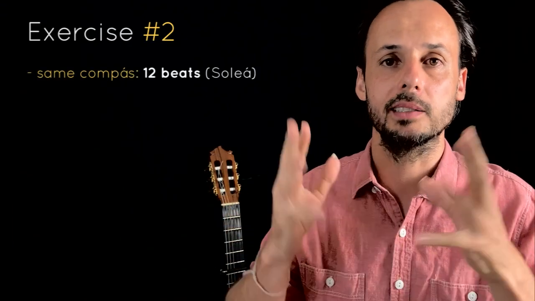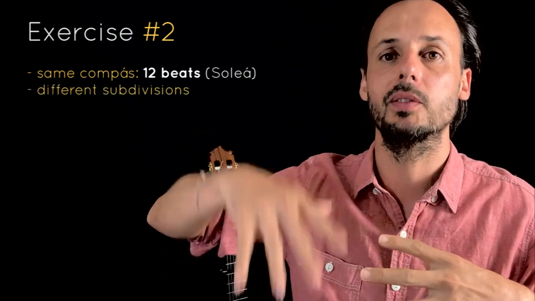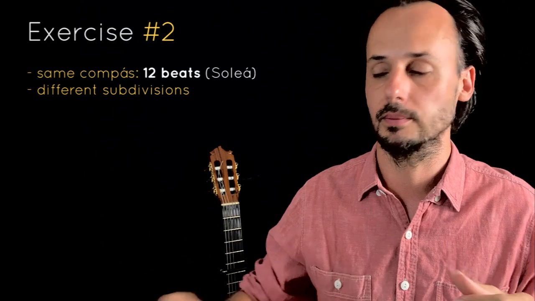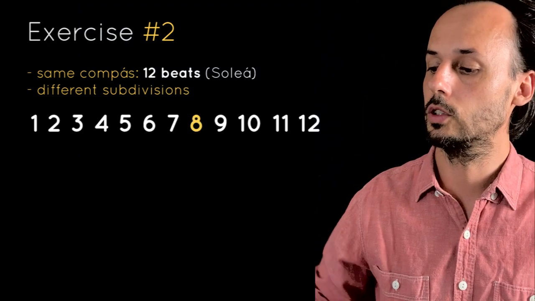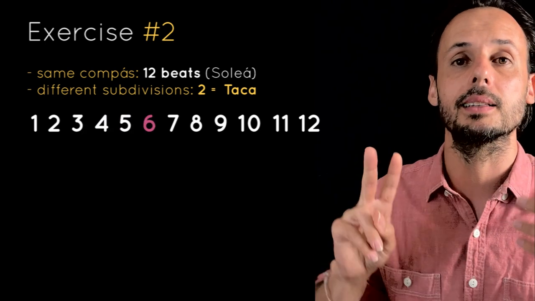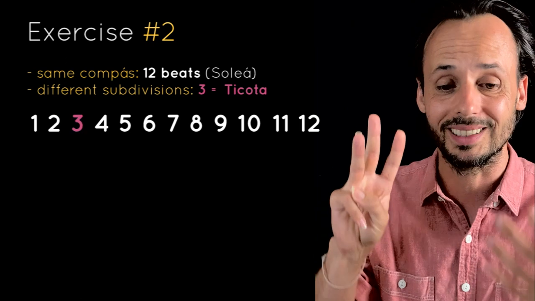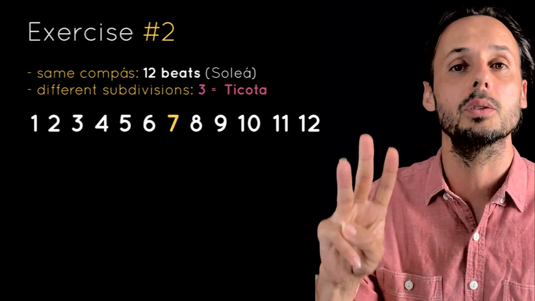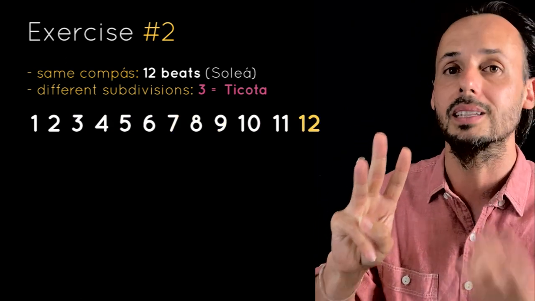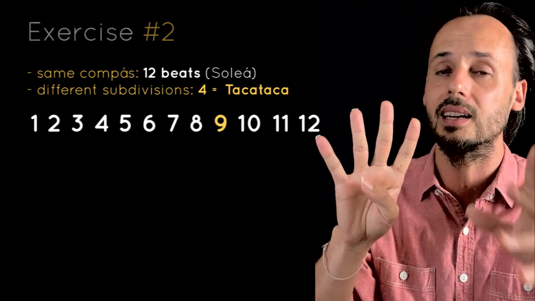Second exercise, we choose one specific compás, like this 12 beats, soleá or alegría compás, and we will vary the flow rate, the subdivisions. Vámonos. 7, 8, 9, 10, 1, 2, taca, taca, taca, taca, ticota, ticota, ticota... taka taka taka taka taka taka taka taka.